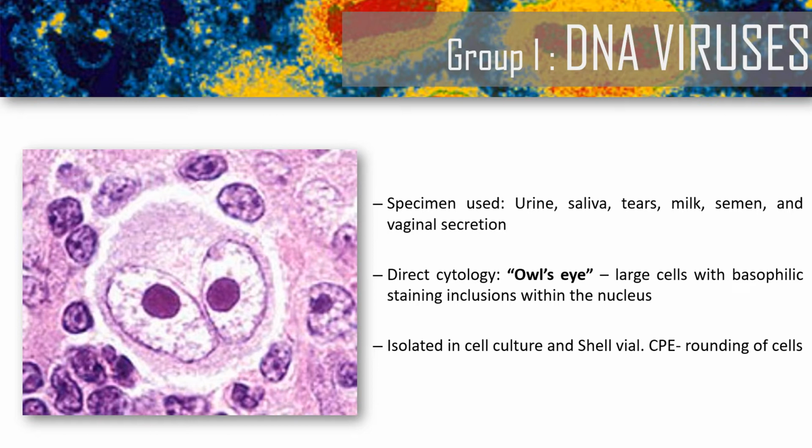They are described as large cells with basophilic staining inclusions within the nucleus. So, class, they are actually fused, two fused cells, isolated in cell culture and cell vial. You can use that one. And please highlight, class, that the CP characteristic is rounding of the cell and/or the ALS-I appearance.